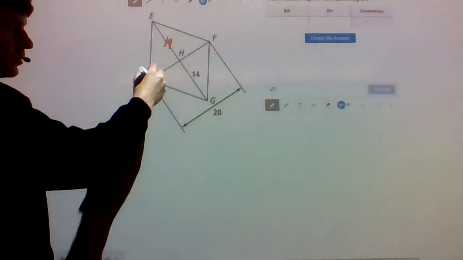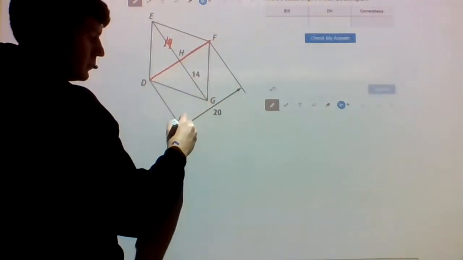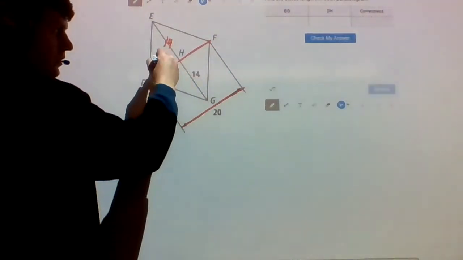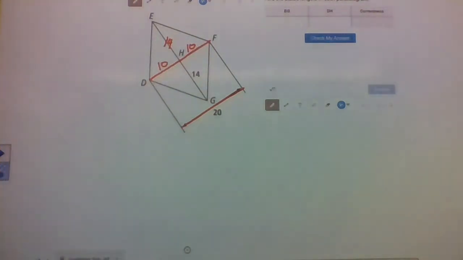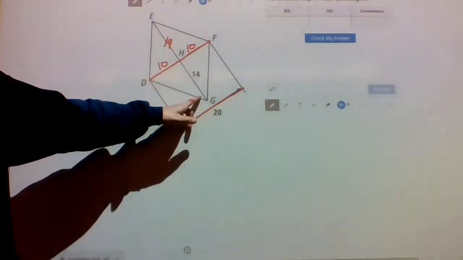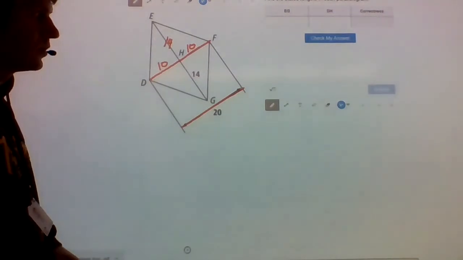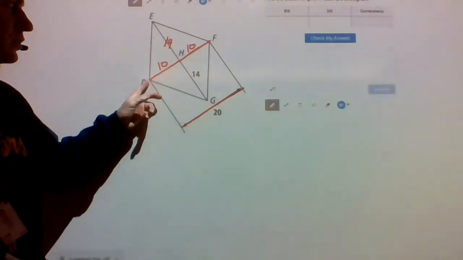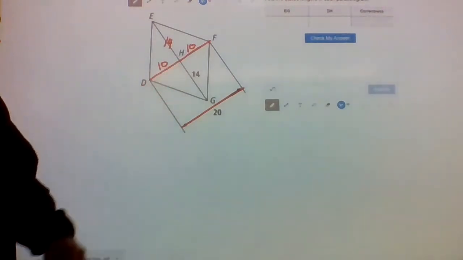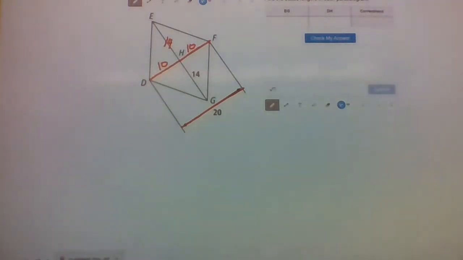And then if we know this whole piece here is 20, we know each individual piece is going to be half of that. So each of those pieces will be 10. So EG is the whole thing here. So 14 plus 14, that should give you a total of 28. And then DH, simply 10. Okay, the diagonals bisect each other. They split each other in half into two equal pieces.